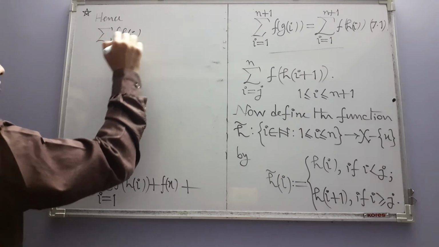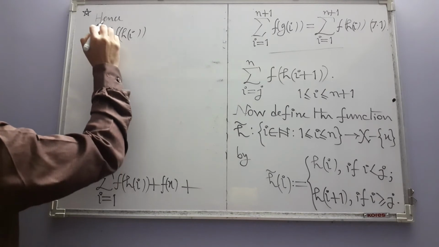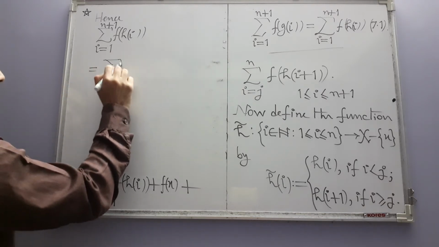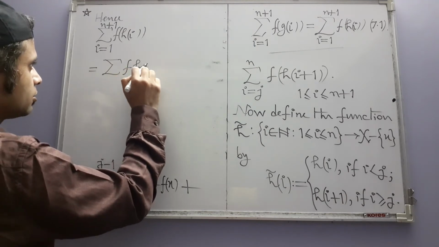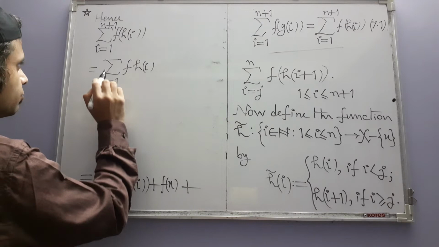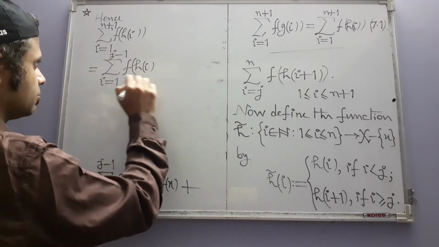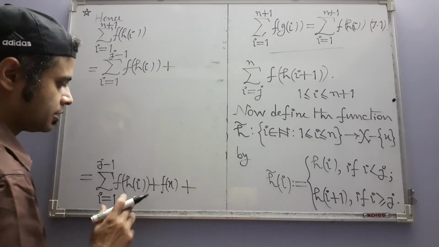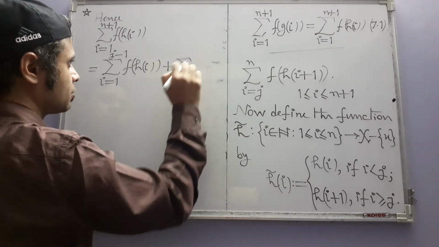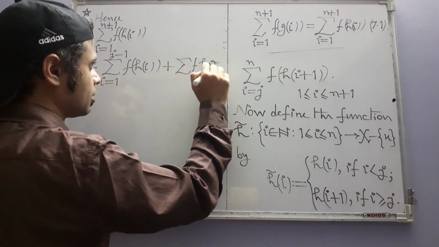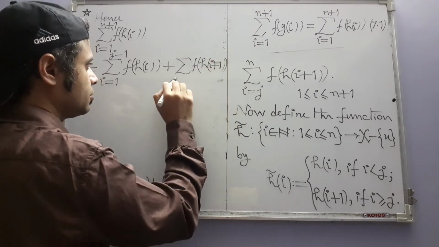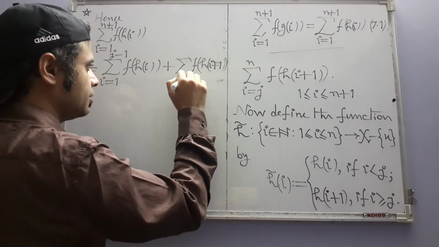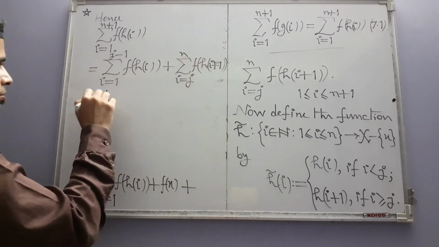F of h of I, where I varies from 1 to n plus 1, has been already shown to be equal to this. F of h of I, where I varies from 1 to j minus 1, plus, we can switch these two things because addition of real numbers is commutative. So we can write this one first, f of h of I plus 1, where I varies from, no, sorry, what am I writing? It varies from j to n plus f of x.